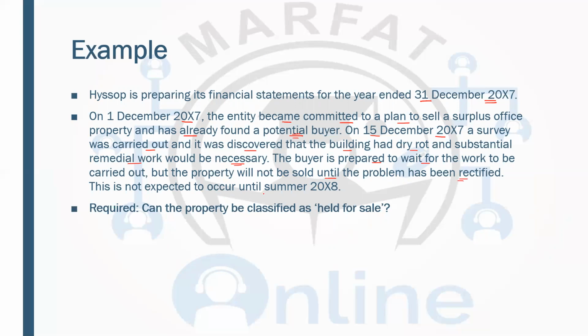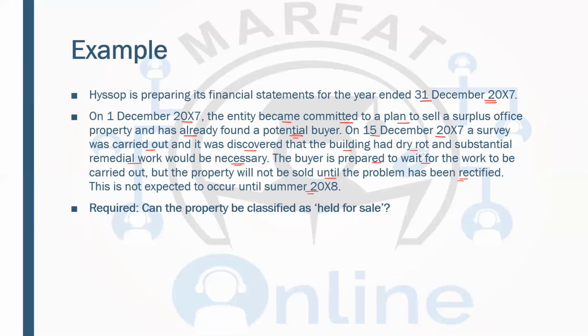So this is not expected to occur until summer 2008. So that means again the property is not available for the immediate sale. So it cannot be classified as held for sale. But if the situation is different, like for example, if the buyer says, okay, sell me the property even in this condition, I'll fix it myself. Now that is a different situation. That will be an immediate disposal rather than classifying it as held for sale. So you are not classifying it as held for sale because it's not available in its present condition for sale.